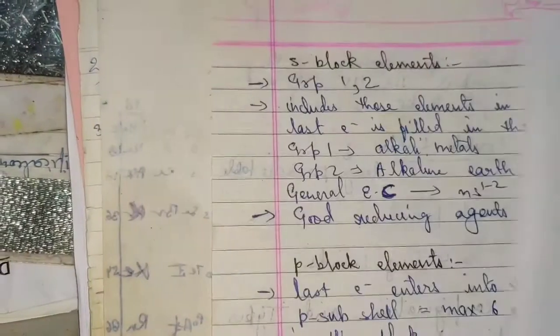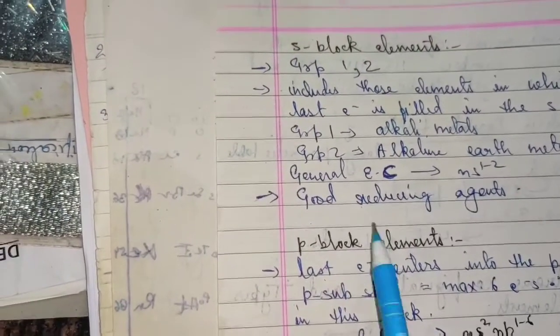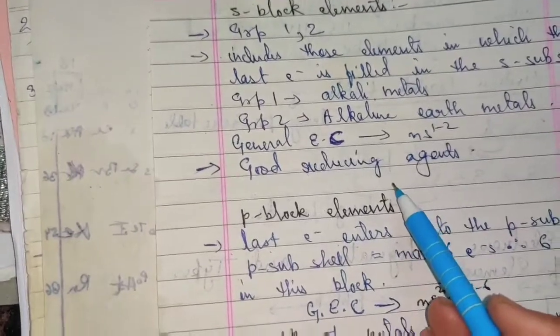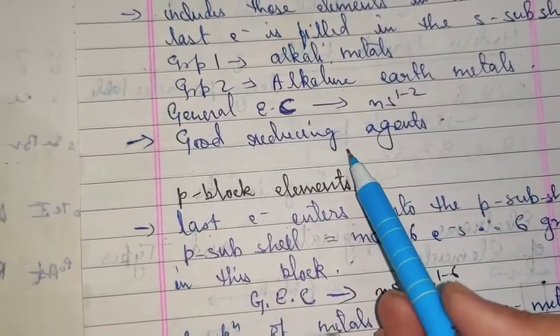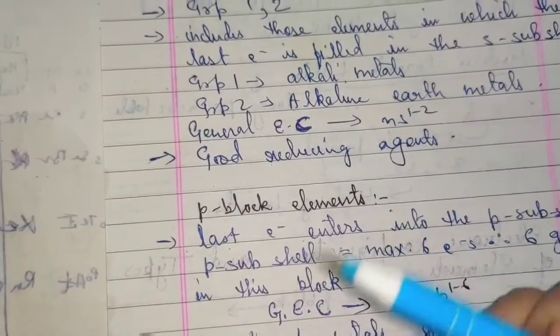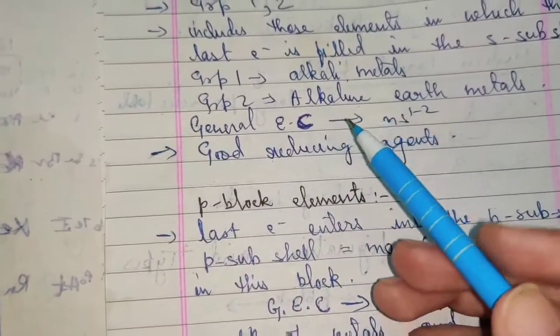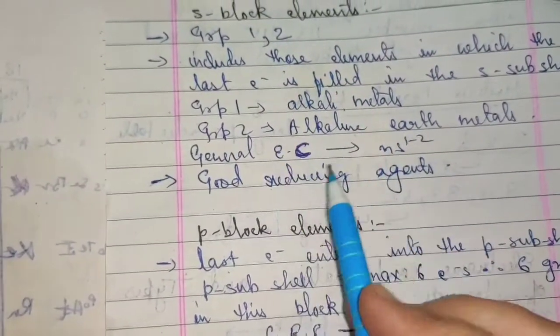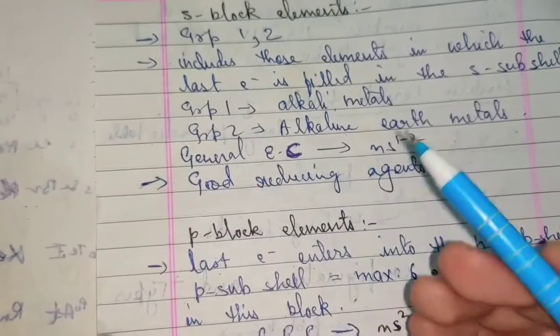Now coming to the point, good reducing agents. What are reducing agents? Reducing agents are those which have a tendency to reduce other elements or compounds. That means these are the electron losers, or these elements are the source of electrons.